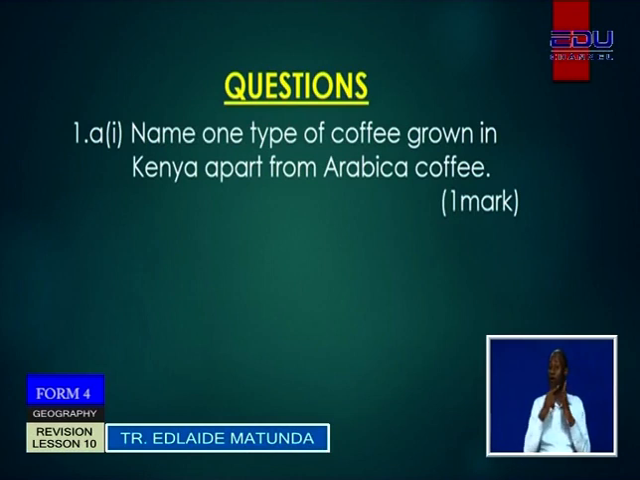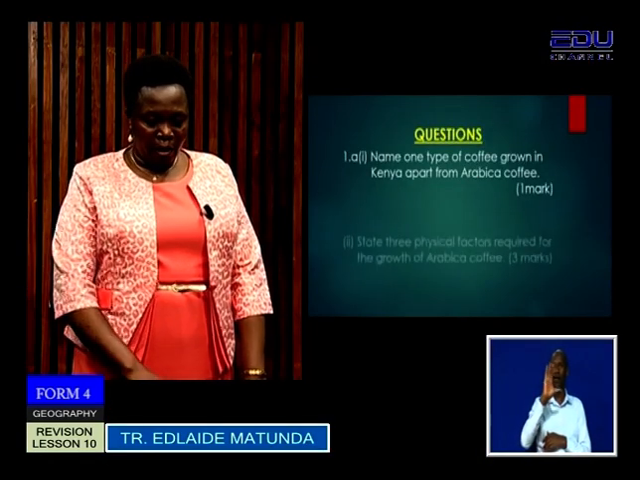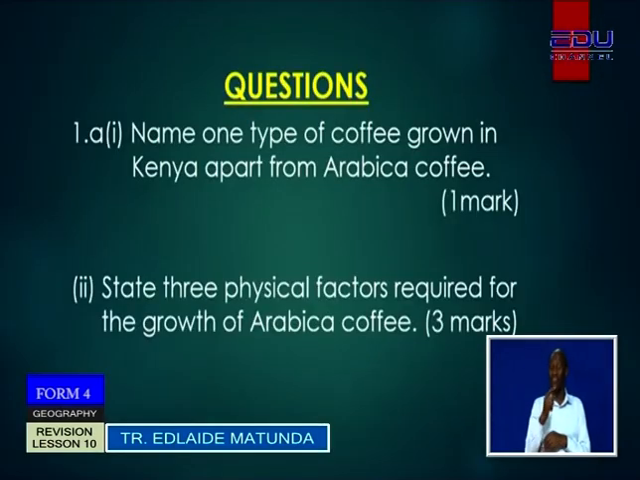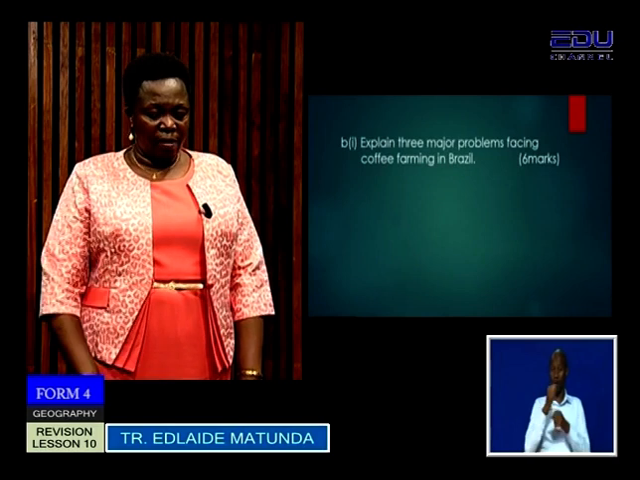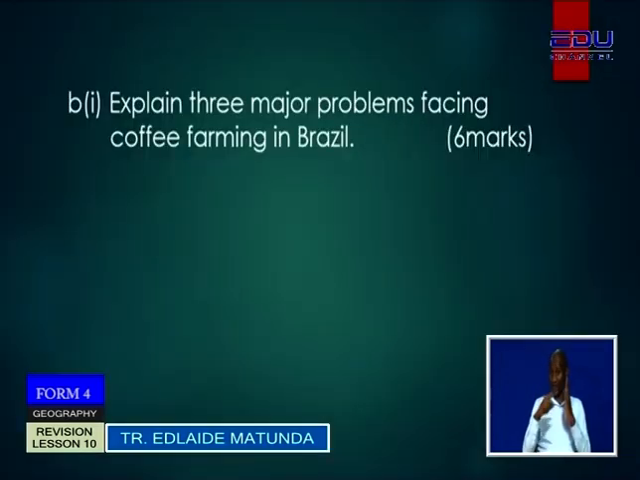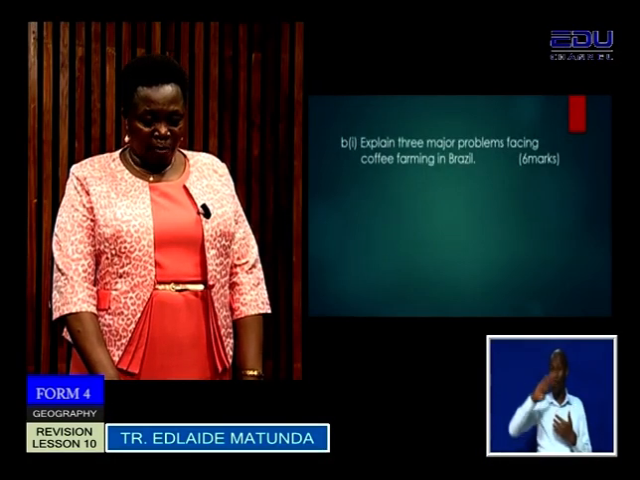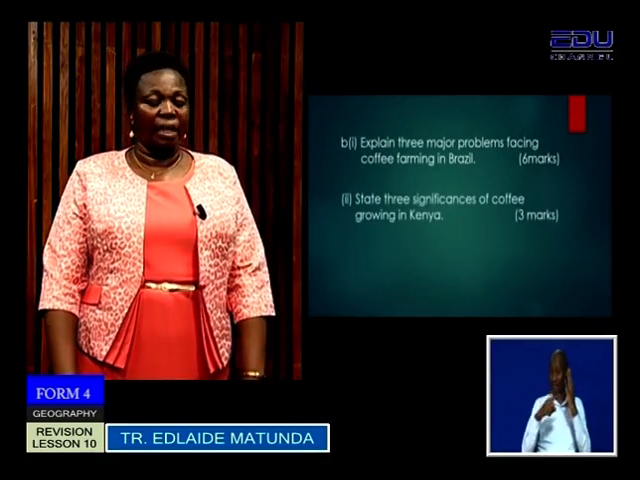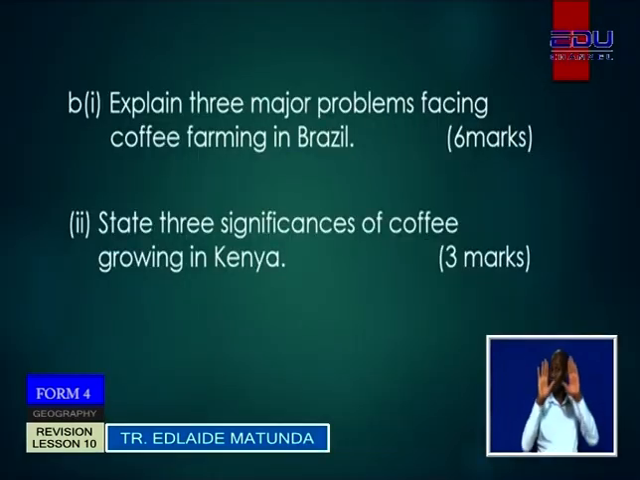Question 1A, part 1, name one type of coffee grown in Kenya apart from Arabica coffee. That gives us 1 mark. Then the second question is state 3 physical factors required for the growth of Arabica coffee. That will give us 3 marks. Then the next question is explain 3 major problems facing coffee farming in Brazil, and that will give us 6 marks. Then we have the next question, state 3 significances of coffee growing in Kenya, which will give us 3 marks.